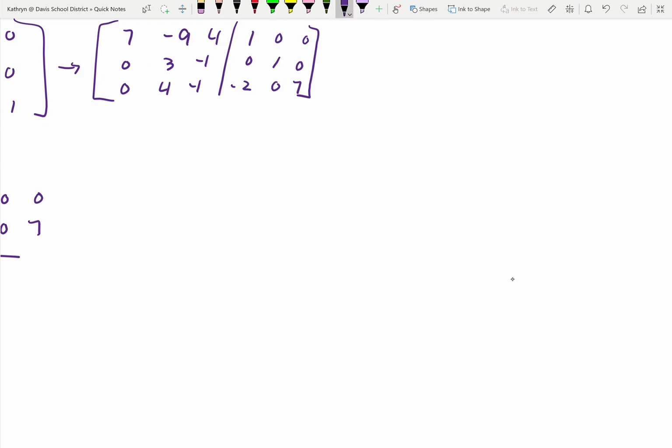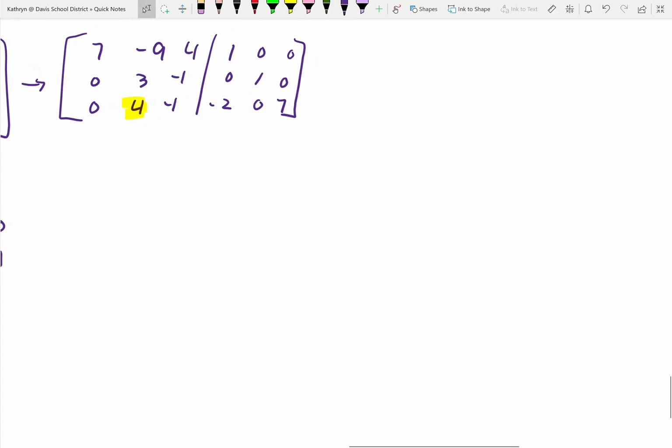Turning that 3 right there into a 1 is not going to be fun. Dividing by 3 is going to make fractions. So I'm going to make that be a 0. So I have to turn the 3 and 4 into 12s. So I'm going to go -4 times row 2 plus 3 times row 3 becomes my new row 3.